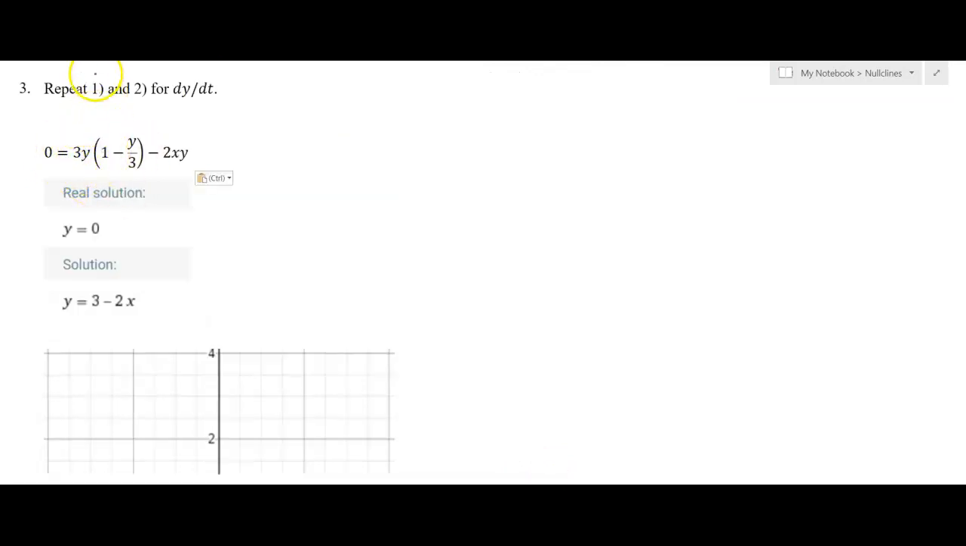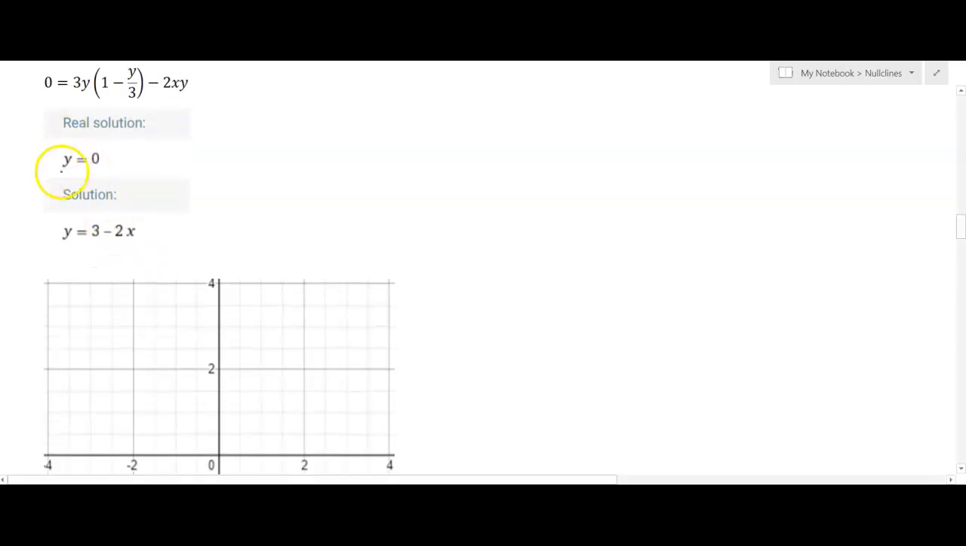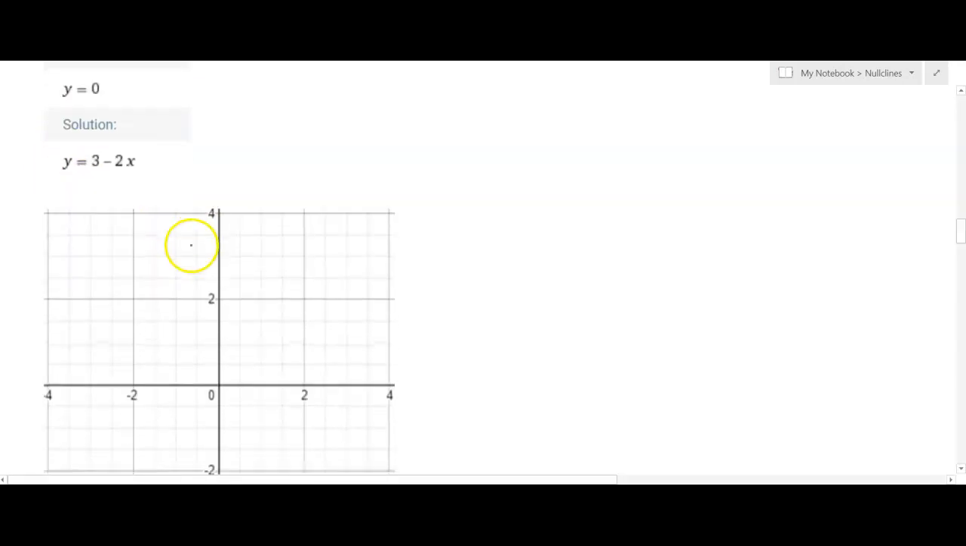So in this case, we're going to set dy/dt equal to 0, and we get, again, two solutions. So anytime y is 0, regardless of what x is, if y is 0, the whole right-hand side will become 0. Now, y equals 0 is the horizontal line that lies along the x-axis. So we can go ahead and plot that.